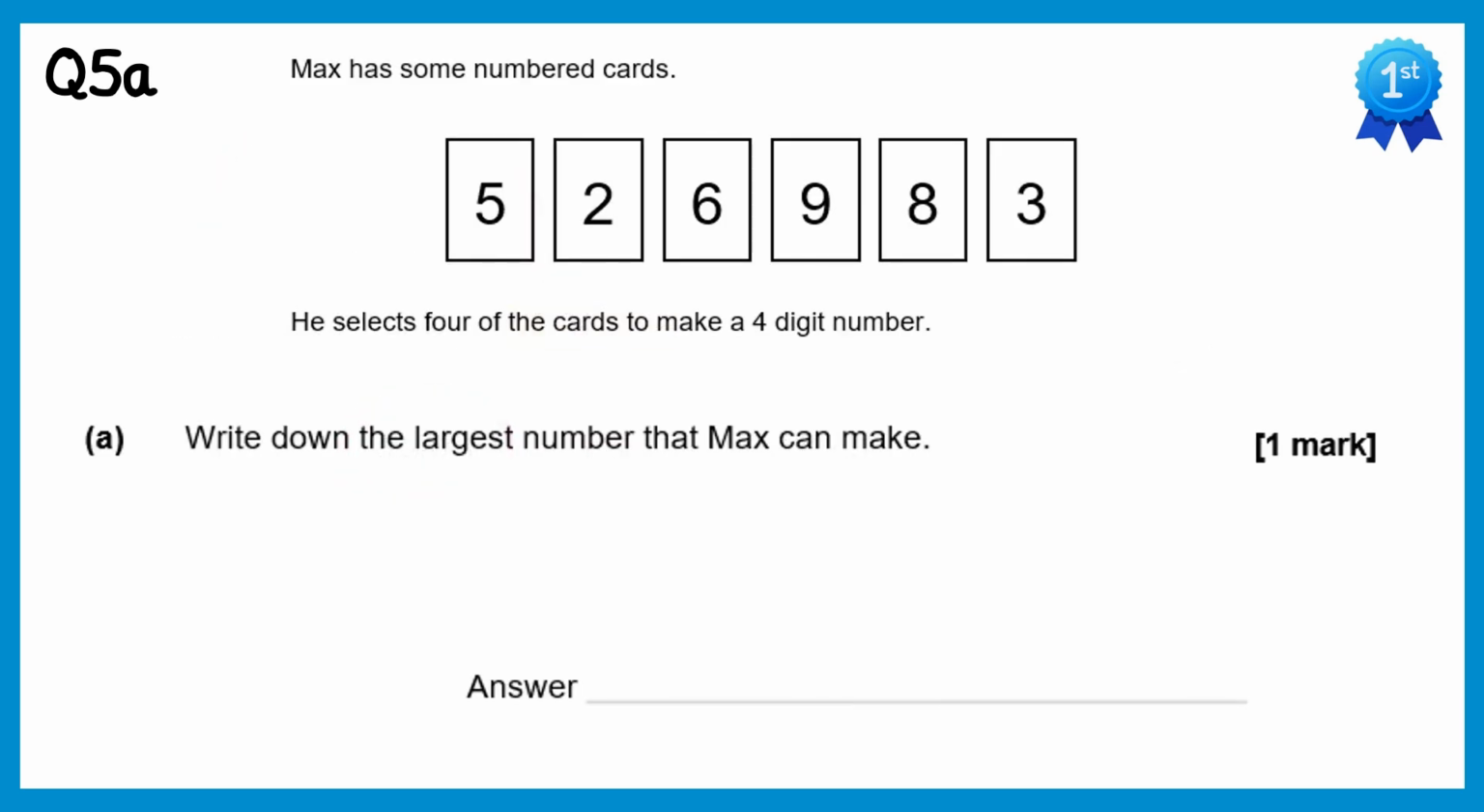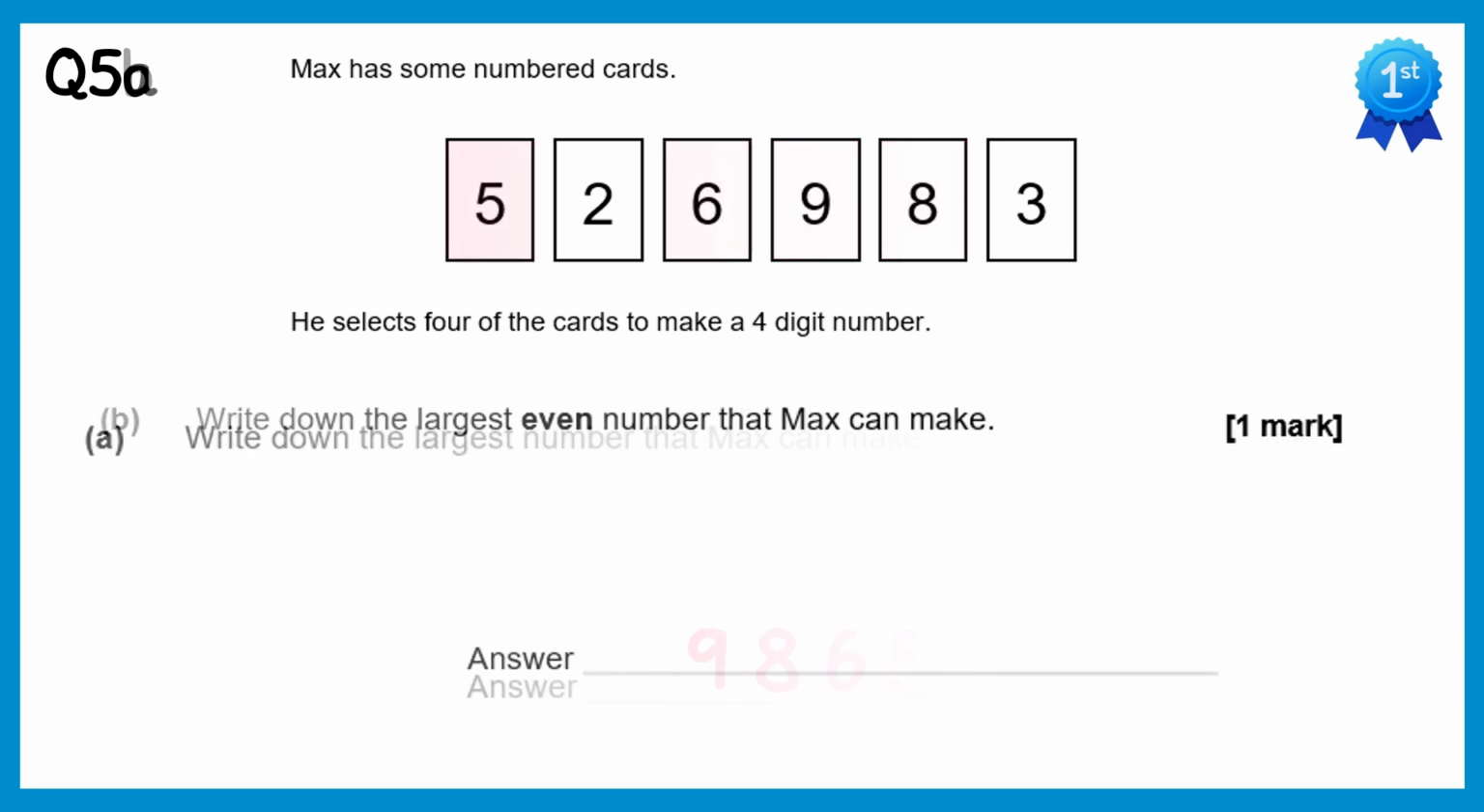For this question we need to select 4 of these digits to make the largest possible number. So we'll start with the largest digit, that's 9. Then the next largest, that's 8. Then the next one, that's 6. And the next one, that's 5. So it's 9865.